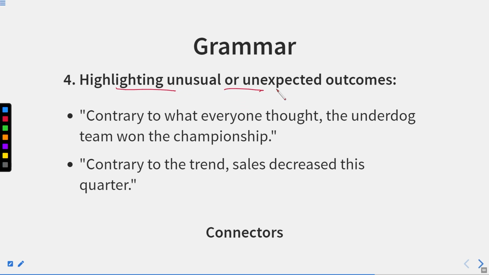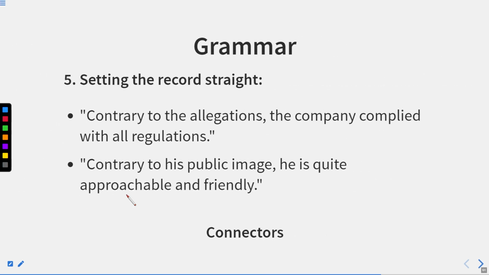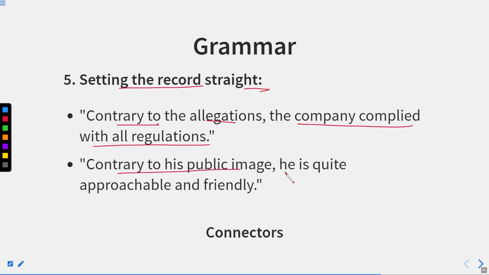Highlighting unusual or unexpected outcomes: contrary to what everyone has thought, the underdog team won the championship. Contrary to the trend, sales decreased this quarter. Setting the record straight: contrary to the allegations, the company complied with all the regulations. Contrary to his public image, he is quite approachable and friendly.